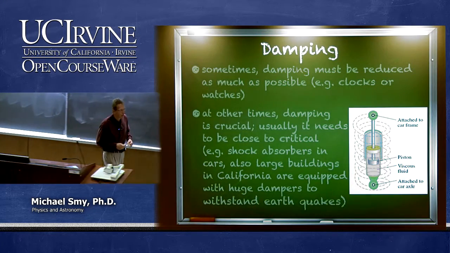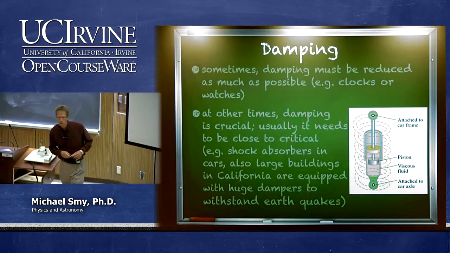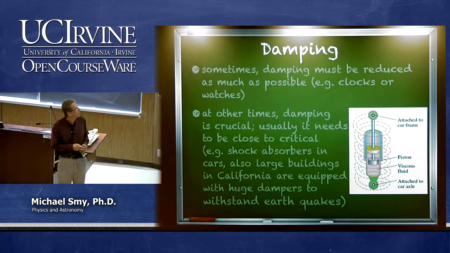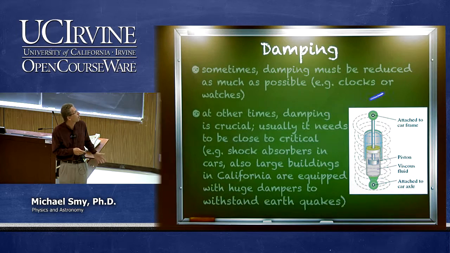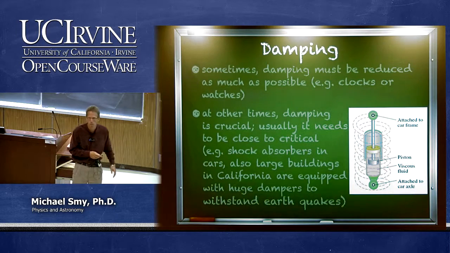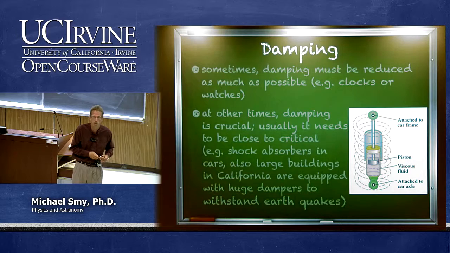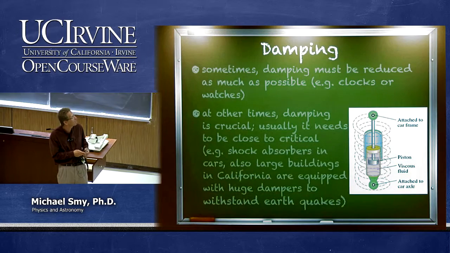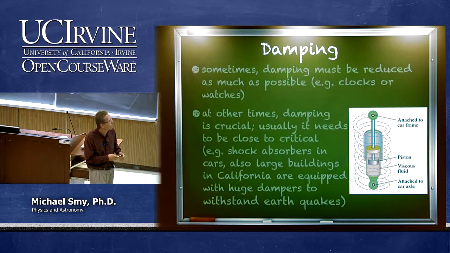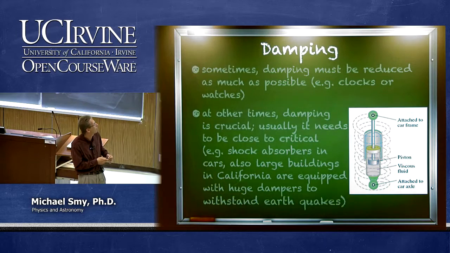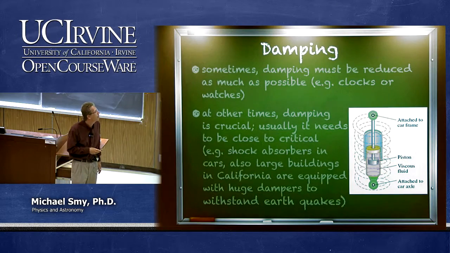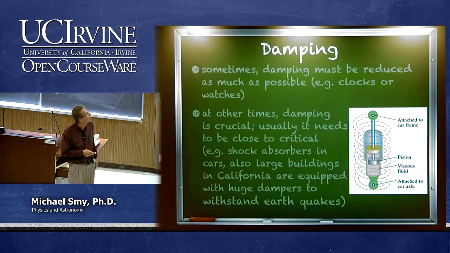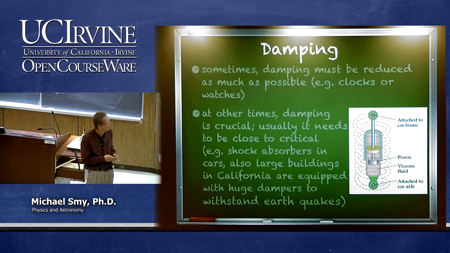So damping is important. In some systems, you want to make it very small. For example, in a clock or watch, you want it to be as small as possible so that it doesn't warp the frequency, and also that it doesn't cost as much energy to keep the clock or watch going. At other times, however, damping is critical, and if you don't have any damping, then it becomes really dangerous.